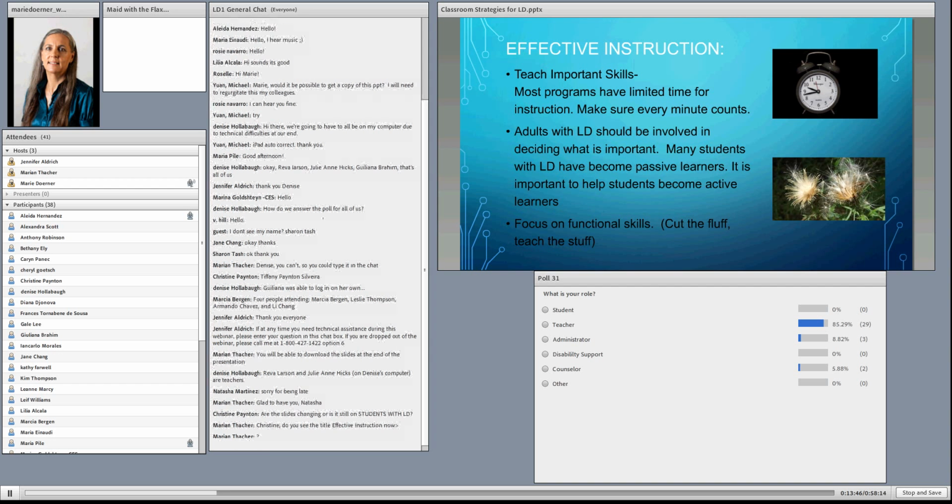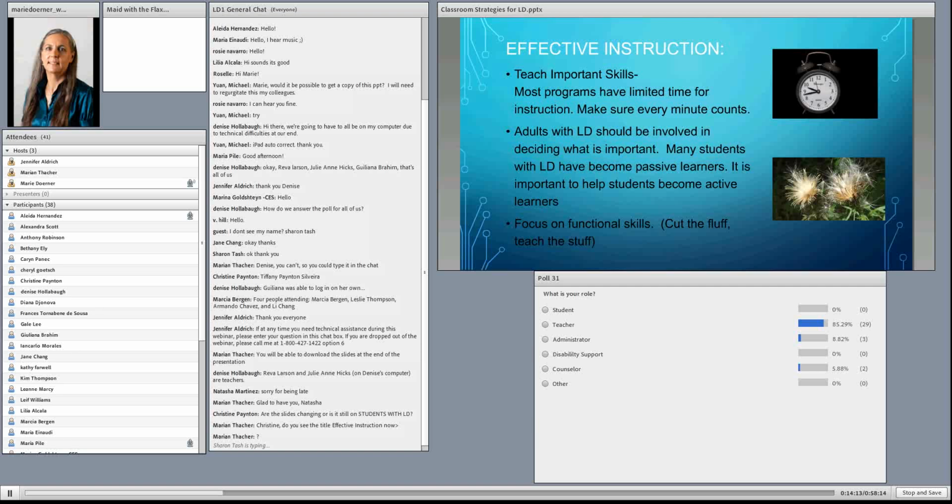The second thing is that adults with learning disabilities should be involved in deciding what's important. And if you can build into your classroom time, helping them decide, maybe at the beginning of the lesson or at the end of the lesson, or in the middle, what have we done that's really important? What is it that you have to really remember?